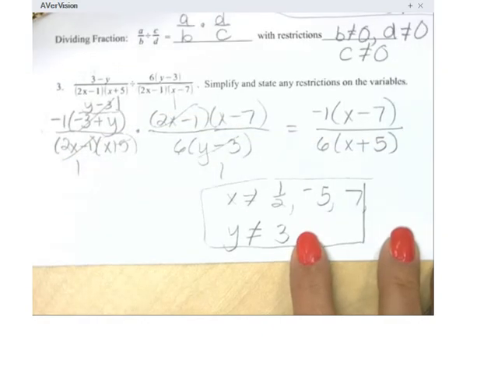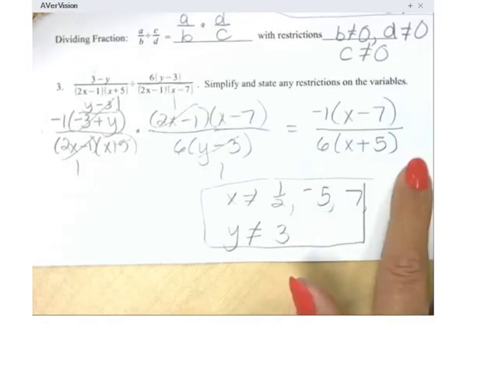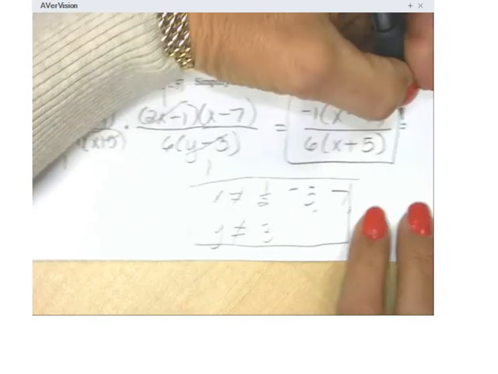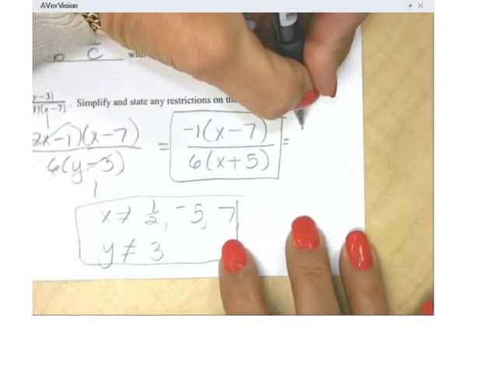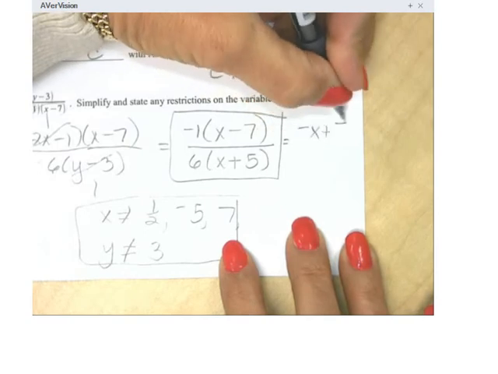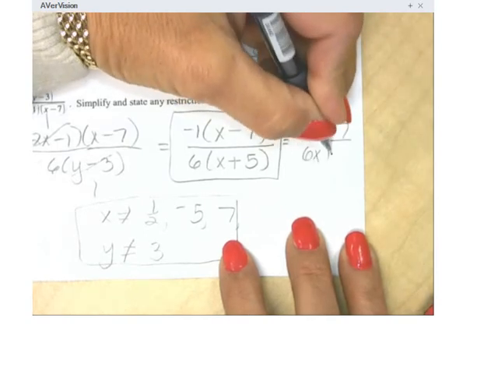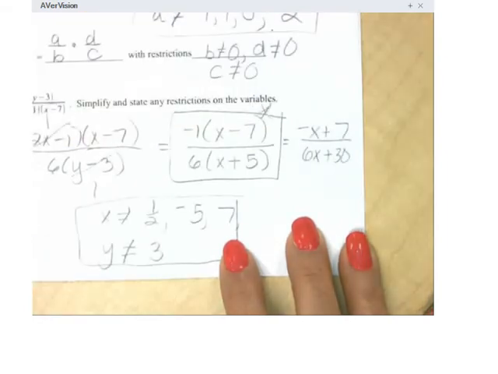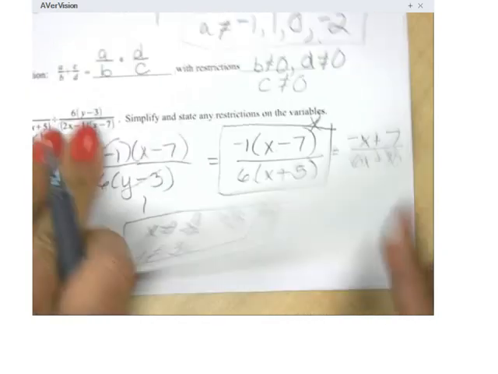Now, once again, if you want to distribute that back through, this answer is sufficient. If you want to simplify that and distribute it through and say negative x plus 7 over 6x plus 30, you are more than welcome to do that, but this answer is a sufficient answer. As long as it's reduced down, you'd be good to go.